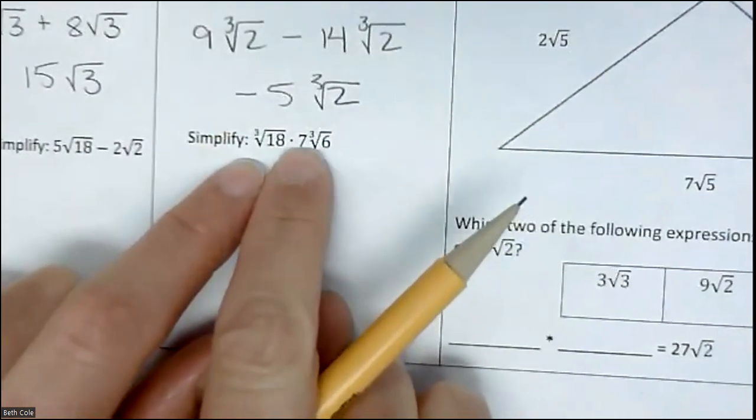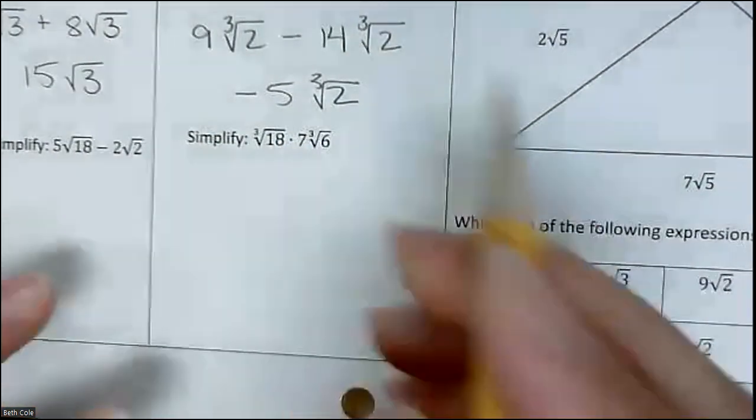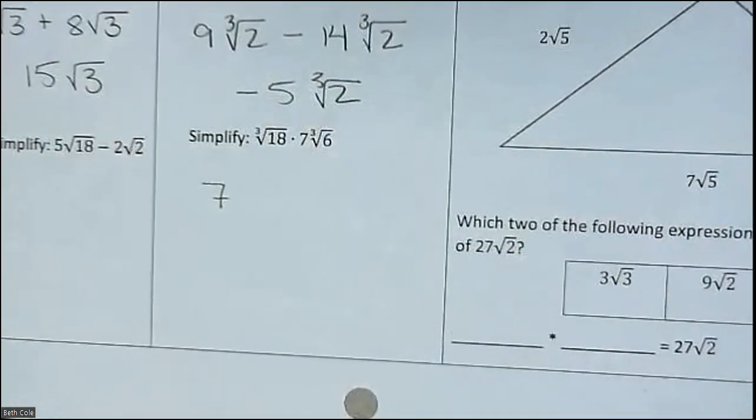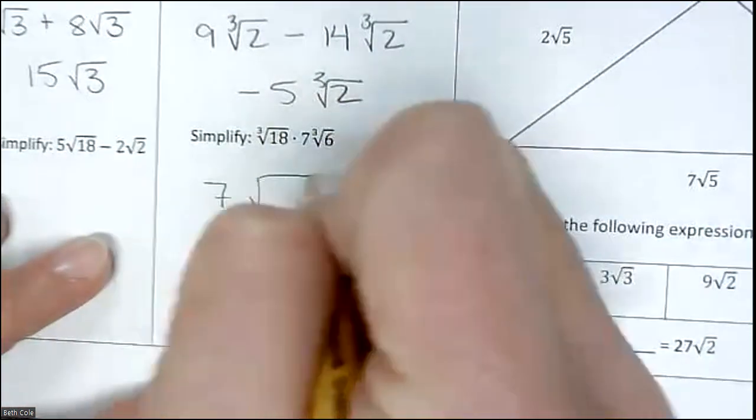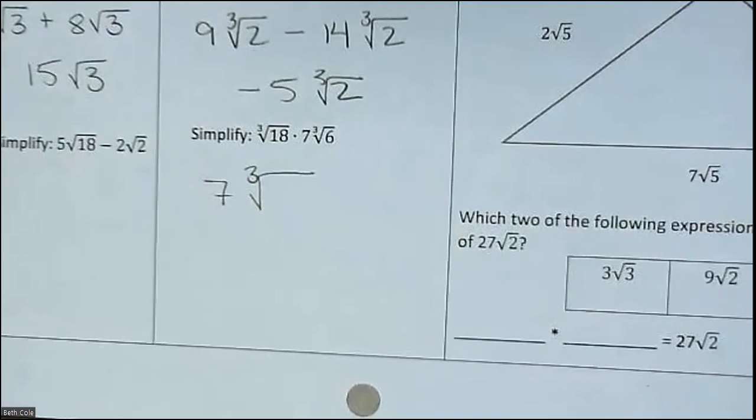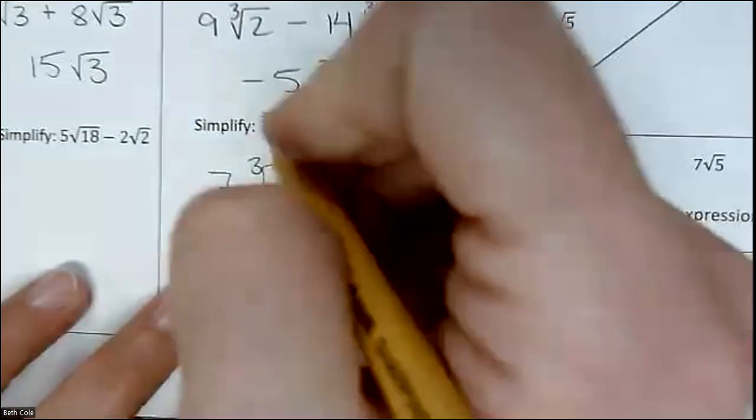All right, do you see how that 7 is just kind of there sitting outside? So you're just going to keep that. It's kind of just there. And then cube root, and we're going to multiply 18 times 6. I don't know that off the top of my head, so I'm typing it in. 18 times 6 is 108.